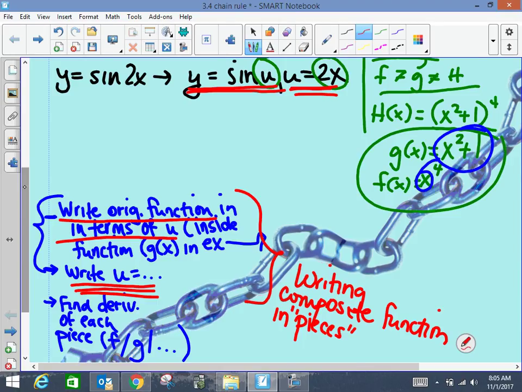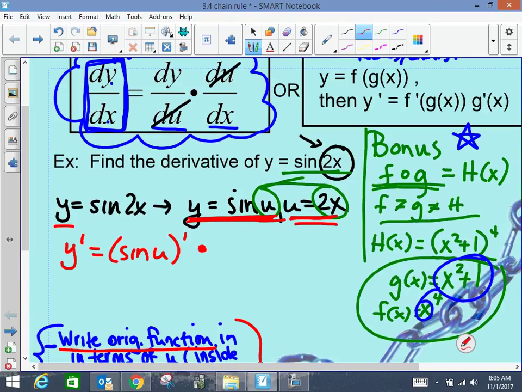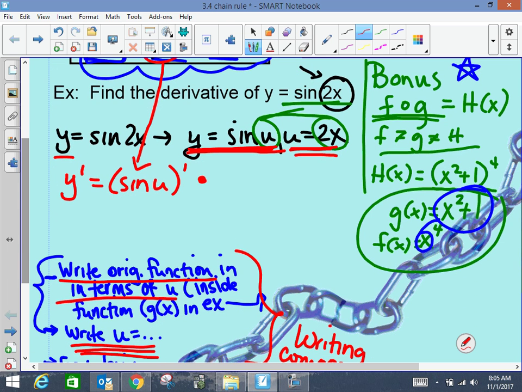All right, now what we've got to do, please note this is still y. Now we change to y prime. We're going to take y prime. What's the derivative of sine of u? Let me just rewrite here. And then we're going to multiply. That's this piece right here. And then we're going to multiply by the derivative of the second piece. That's the easy part. That's the part we're pretty comfortable with.